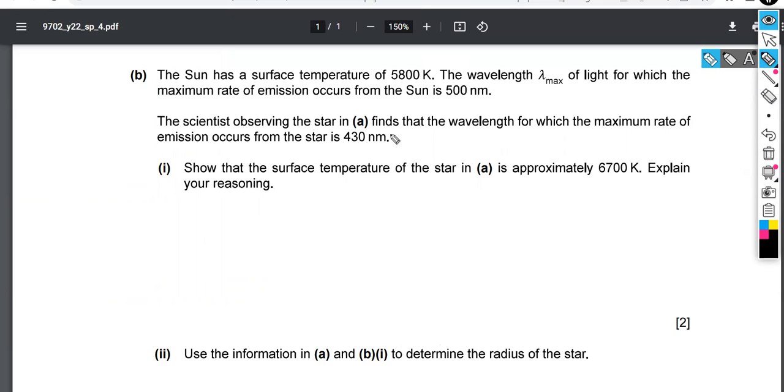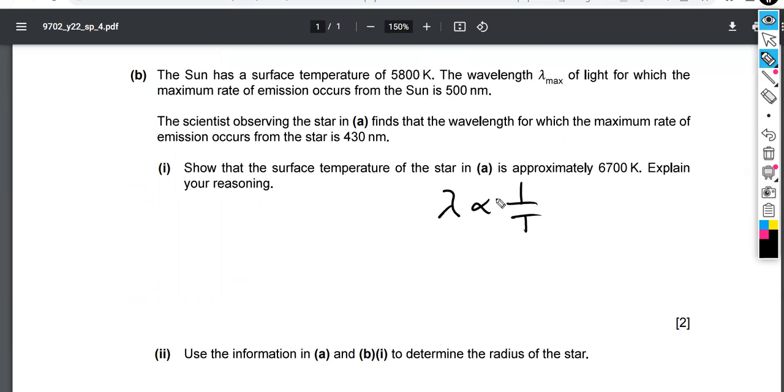The scientist observing the star in A finds that the wavelength for which the maximum rate of emission occurs from the star is 430 nanometers. Show that the surface temperature of the star in A is approximately 6,700. So at a shorter wavelength, it's going to peak at a higher temperature, and that's because the wavelength is inversely proportional to temperature.